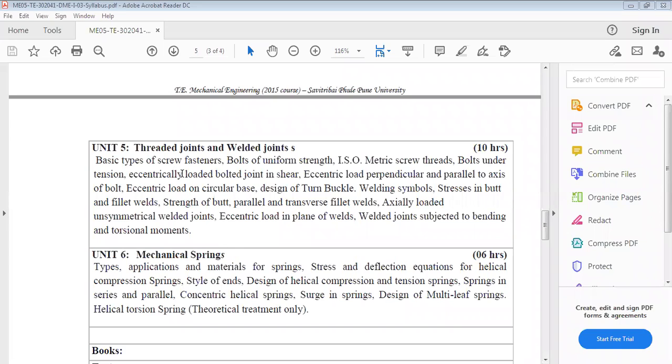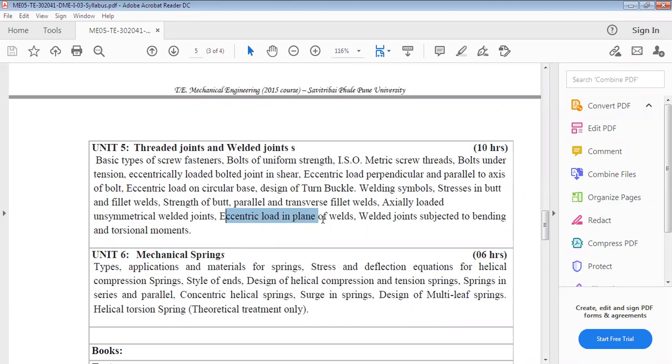Obviously all topics on threaded joints are completed. In welding, symbols are completed. Stresses in butt and fillet welds, we have seen. Parallel and transverse fillets, we saw in the last lecture. Axially loaded asymmetrical welded joint, today we are going to see that. It is axially loaded, but asymmetrical, which means the welded joint is not symmetrical, it is not equal on both sides.